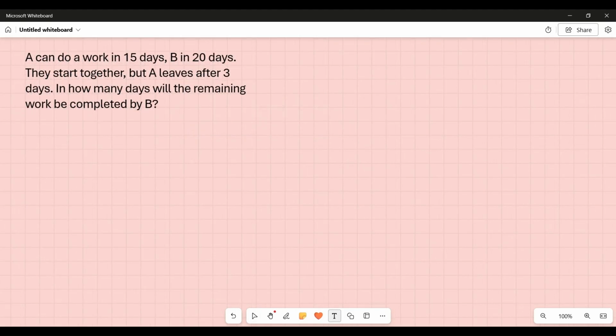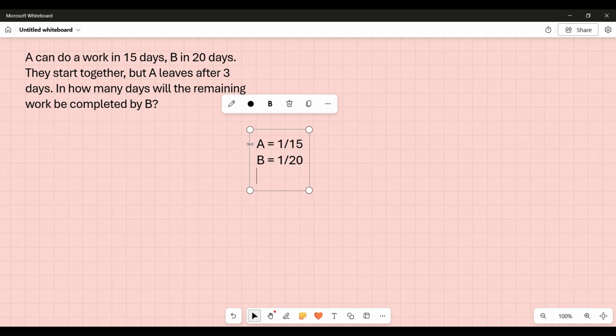First, we will calculate the work done by each person on a particular day. For A, the work done in one day is 1 upon 15, and for B, the work done in one day is 1 upon 20. Now we will find the total work done by A and B combined on one day. So it will be 1 upon 15 plus 1 upon 20. After calculating it, the answer will be 7 upon 60.